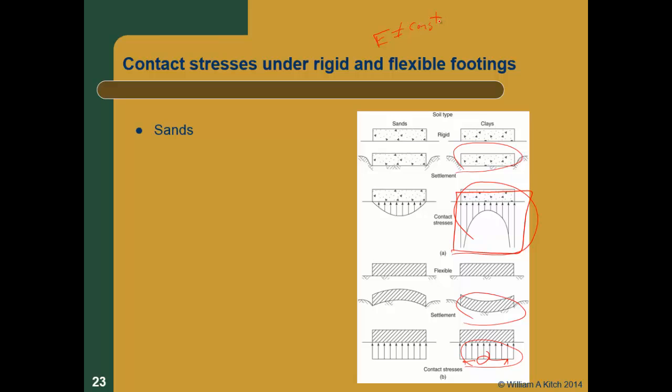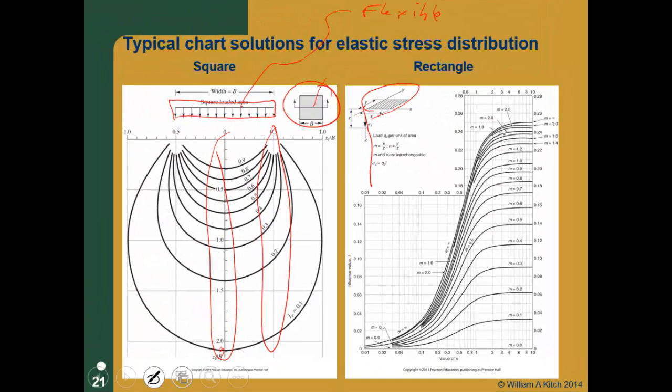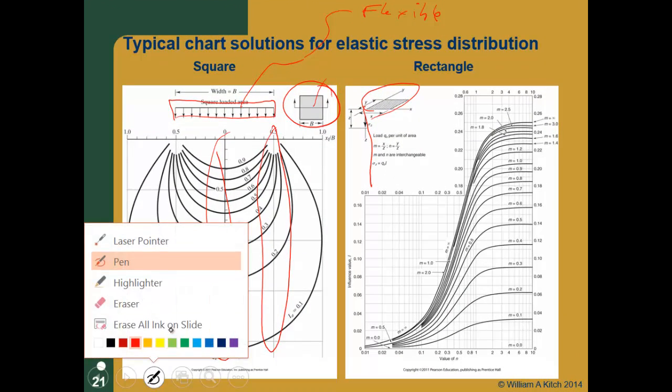Because with the sands, remember how quickly the modulus changed with stress? Right? So as I have a higher stress, I have a higher modulus. As the stress goes up, it gets stiffer. Well, going back to this picture, just assuming linear elastic conditions apply, where is the stress highest in this picture?